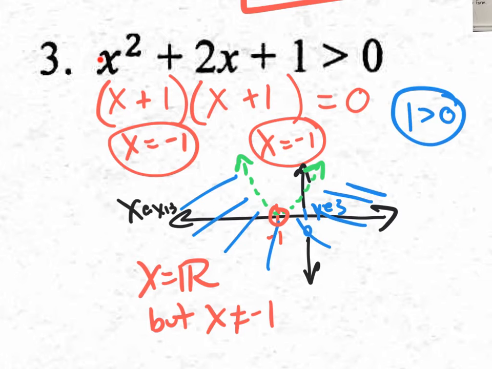If I plug in a -1 right here and a -1 right there, it will not work. -1 squared is 1. 2 times -1 is -2. 1 minus 2 is negative 1, plus 1 is 0, and 0 is definitely not greater than 0. 0 is not greater than 0. So that's why x equals all real numbers, but x cannot equal negative 1. Number 4.